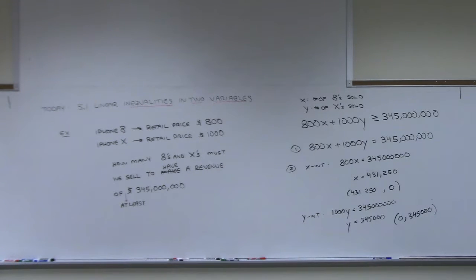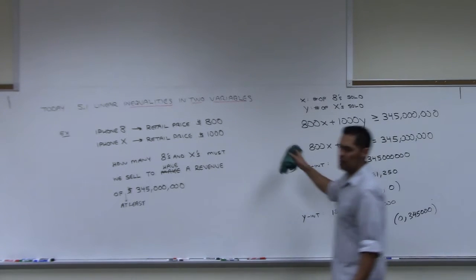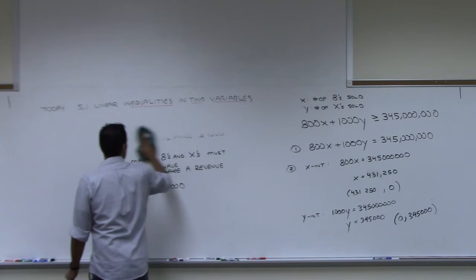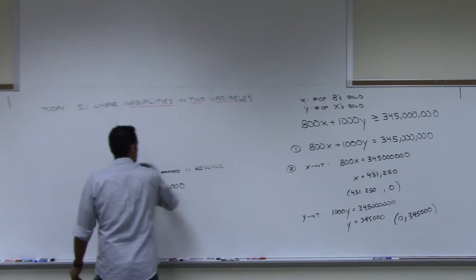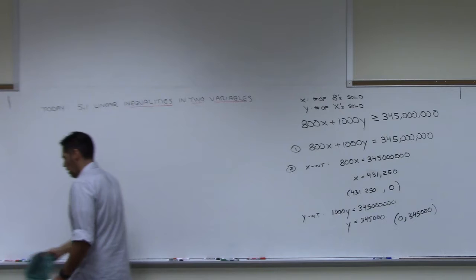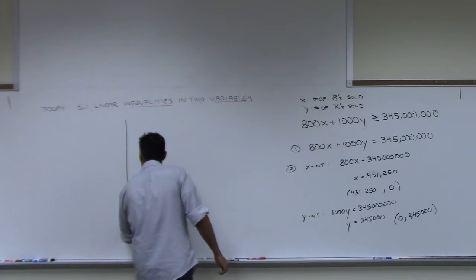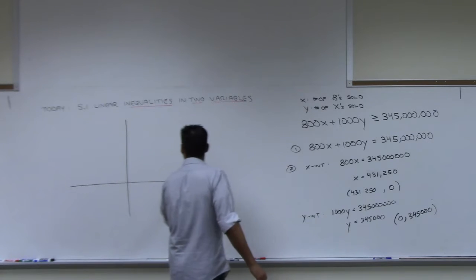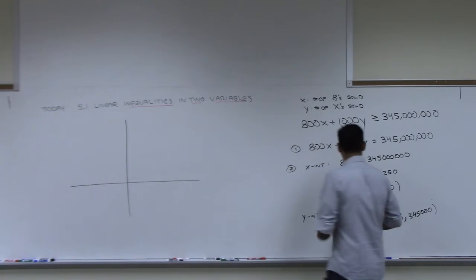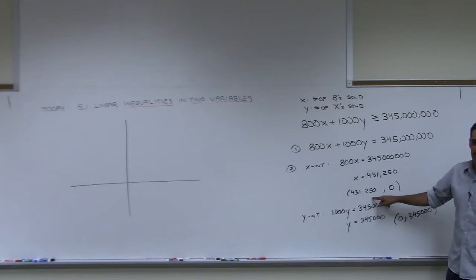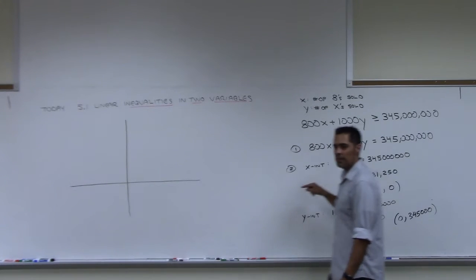All right, so now what? We've got the x and y intercepts now. Graph it, right? And am I going to use a solid or dashed line here? Solid, right? So now, how in the world are we going to graph this? This is going to be weird. I need to go out 431,250 on the x-axis.